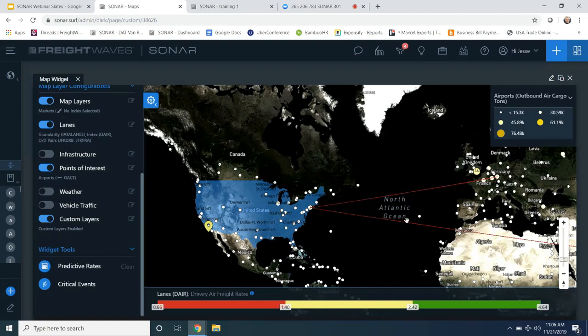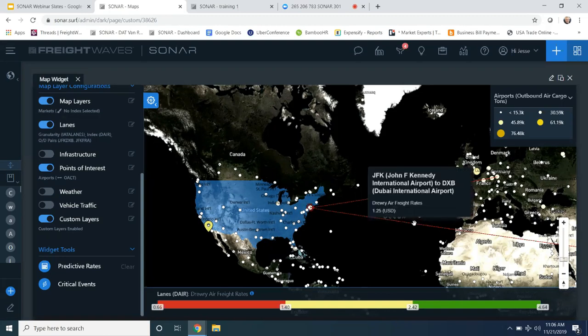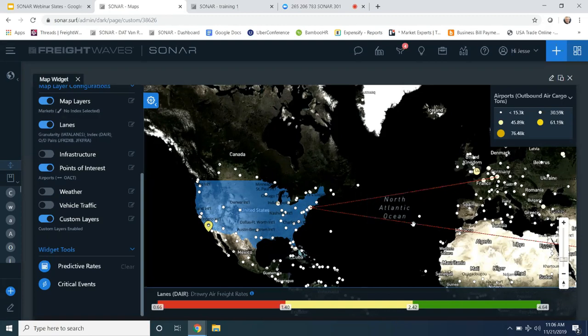And then the Dubai lane is about $1.25 a kilo. So you have the ability to portray certain lanes on a map. You may want to do that for various presentation purposes, but there's a lot of nice functionality here.